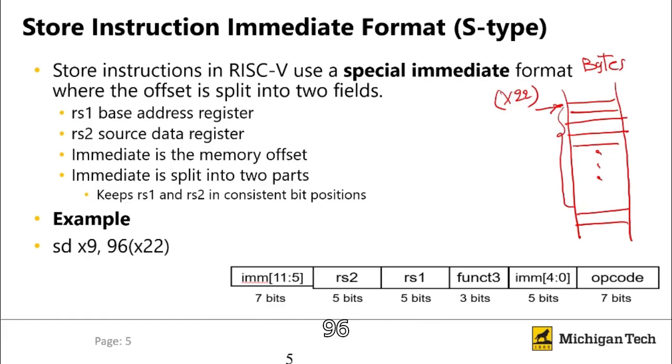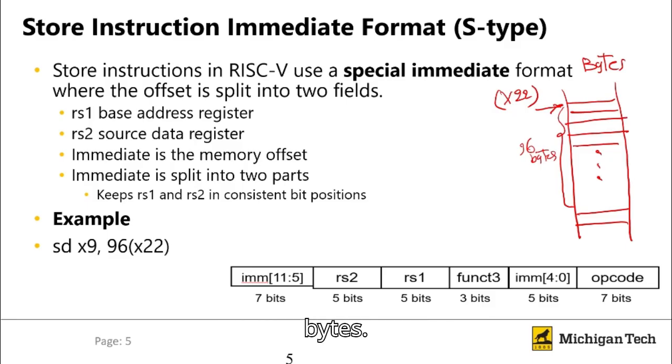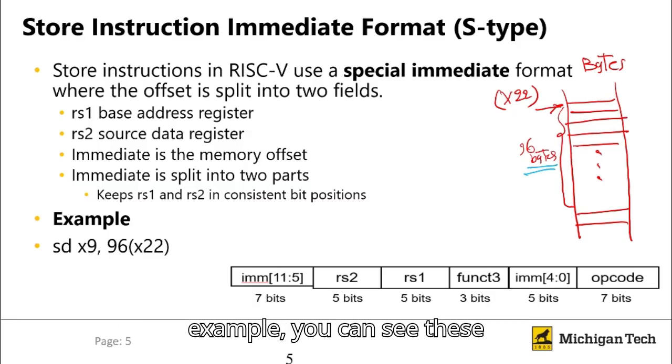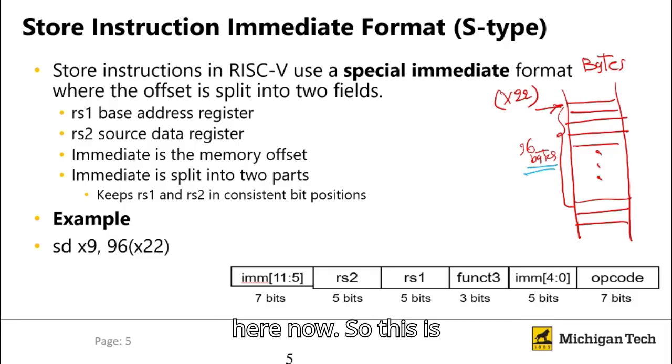So imagine this is 96 bytes after the base. That's important. This is bytes. Maybe you don't get how important that is, but when you do multiple examples, you can see these notations are important. Anyway, we are here now. So this is 96(x2), like the address of that, for example.